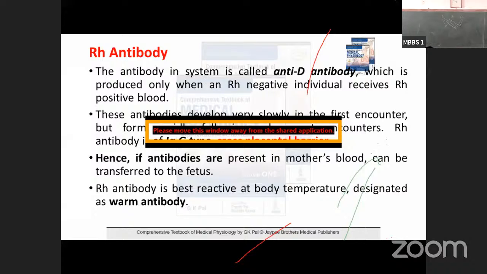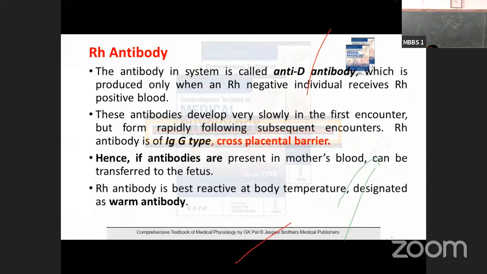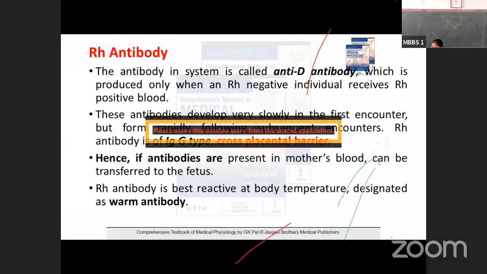Why? These antibodies are IgG type. ABO blood group system antibodies are IgM type, and these are cold antibodies. The Rh antibodies are IgG type, can cross the placenta, and they are the warm antibodies, because they are best reactive at body temperature. So these are called warm antibodies. IgG crosses the placenta.